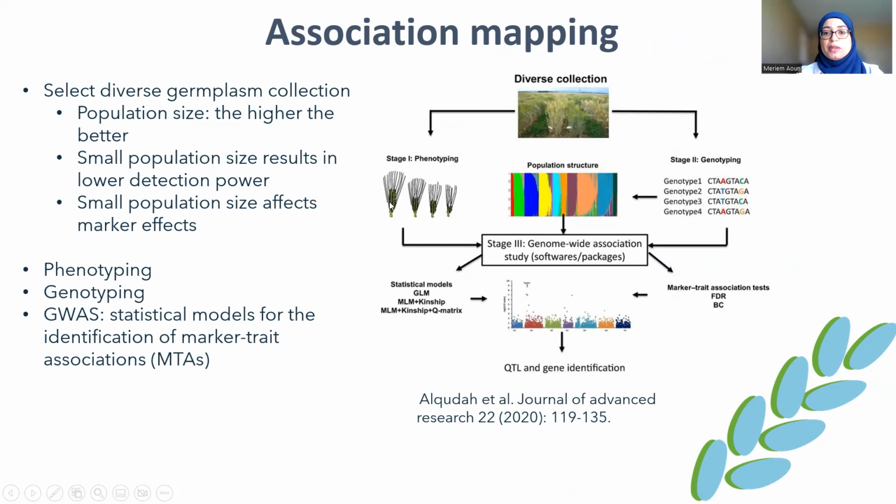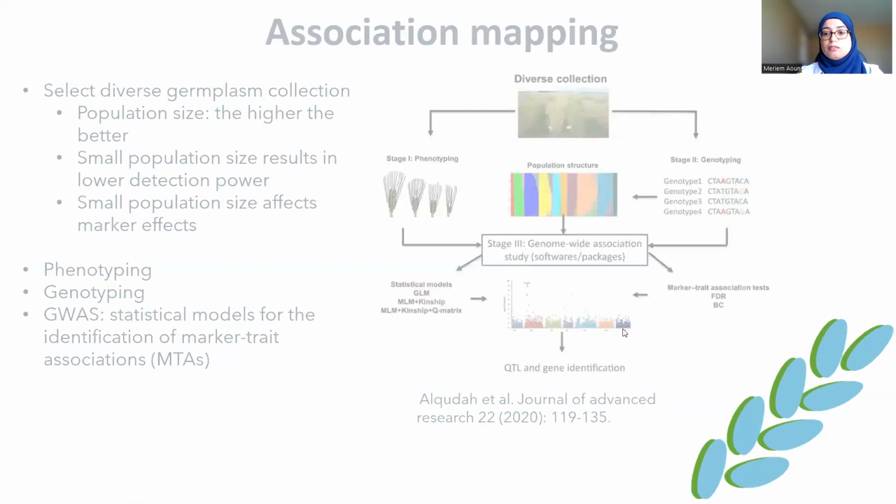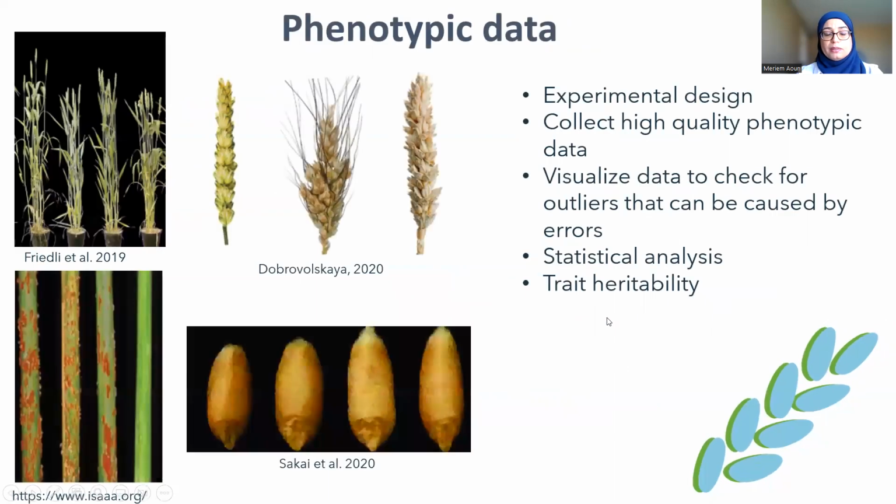Then you will have your phenotypic data combined with your genotypic data and use some software to identify marker trait associations that are of interest to your trait. These are examples of phenotypic data and traits that were used to perform GWAS: plant height, disease resistance, in this case the stem rust, the spike architecture, seed size.